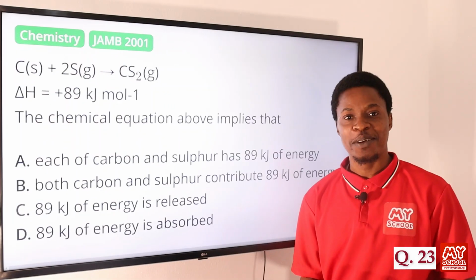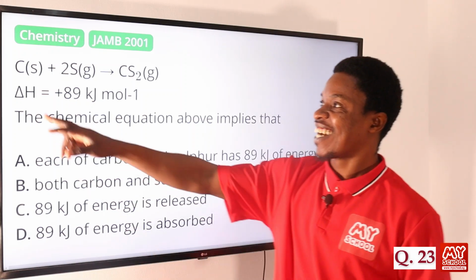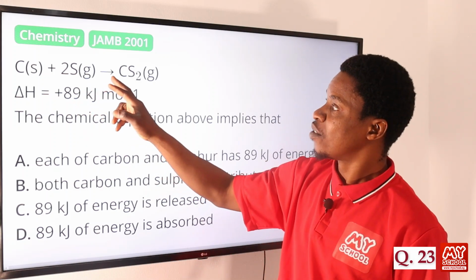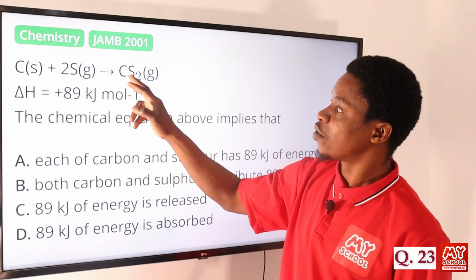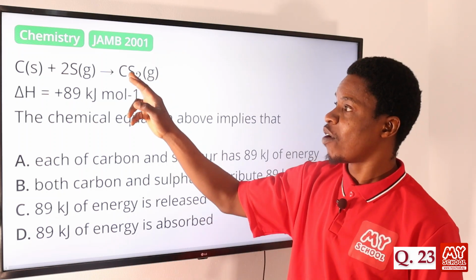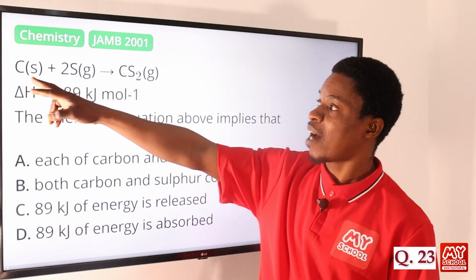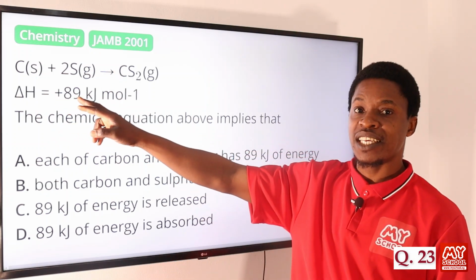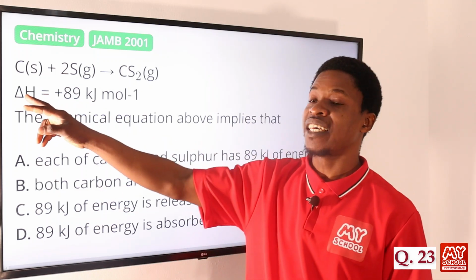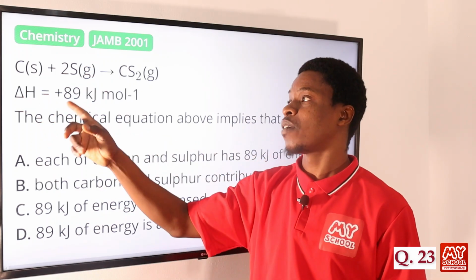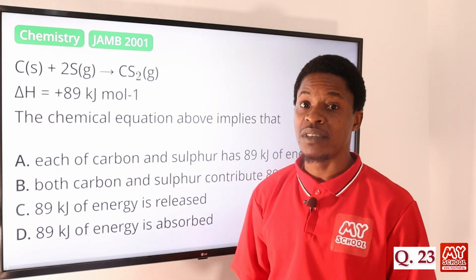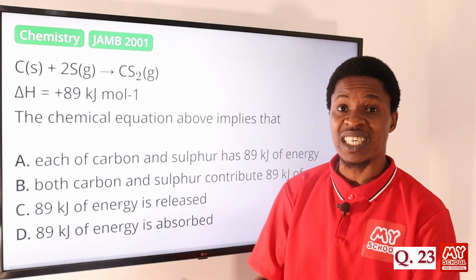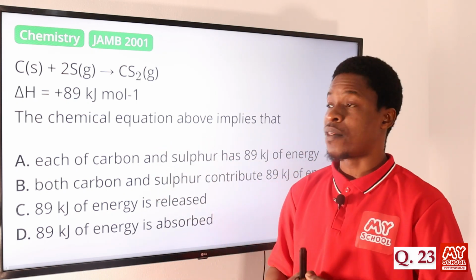Now let's move on to question number 23. Carbon reacts with 2 moles of sulfur to have carbon disulfide. So we have carbon reacts with this to give this. Then we have delta H equals positive 89 kilojoules per mole. So which means that delta H, the change in enthalpy, is actually a positive value. So what does it mean? It means it is what? An endothermic reaction. And in an endothermic reaction, what happens? Heat is absorbed into the system.